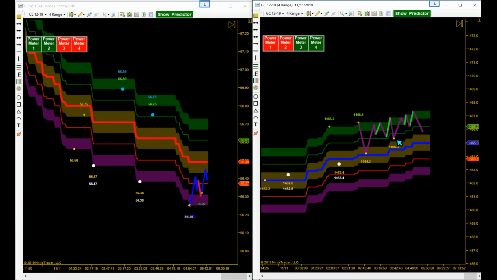So if you were looking at this chart in real time, could you say, you know what? If they take this out, they're not heading down anymore. But what if they barely take it out and bounce?